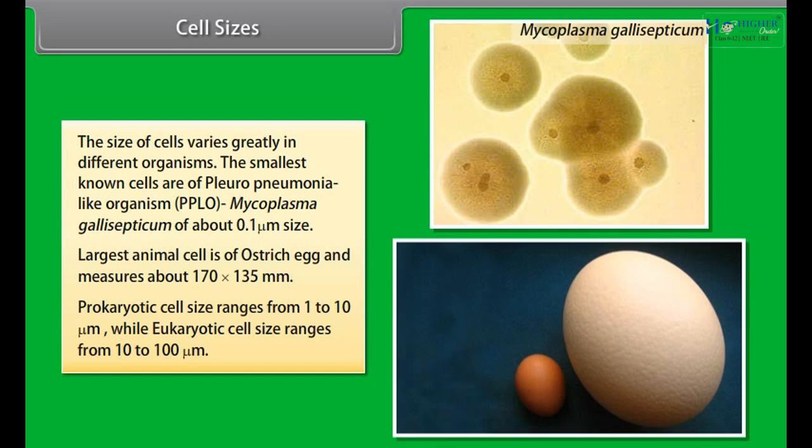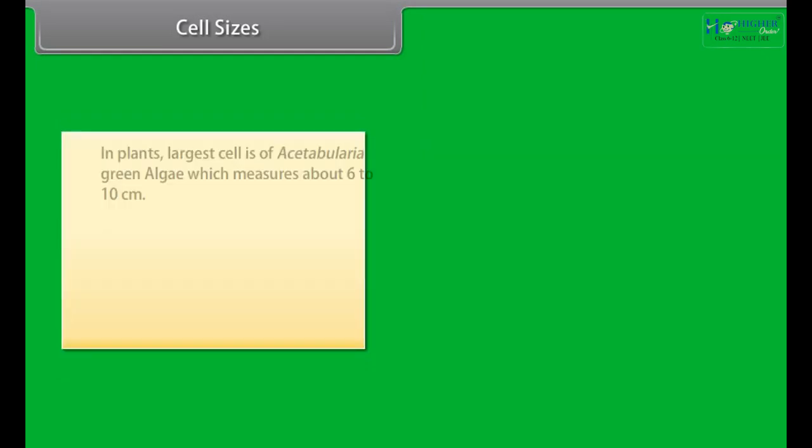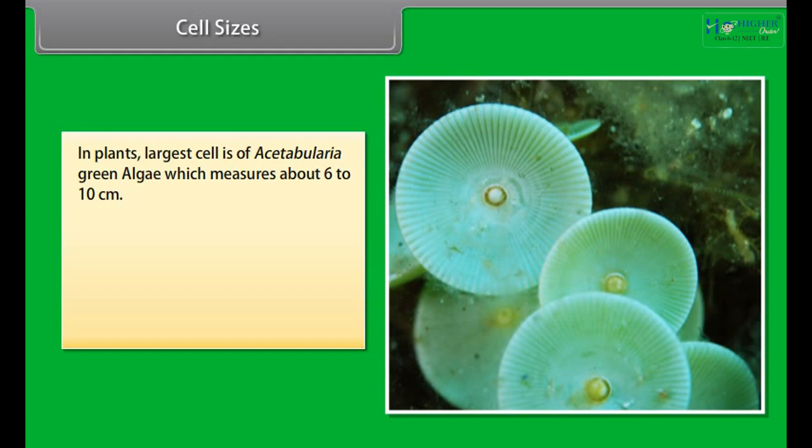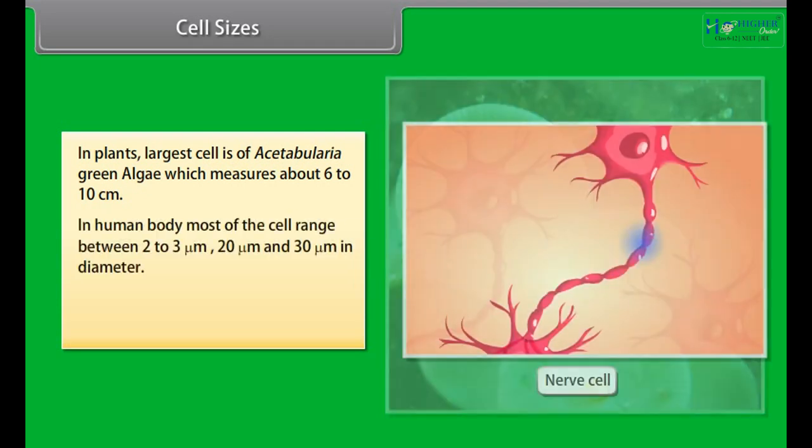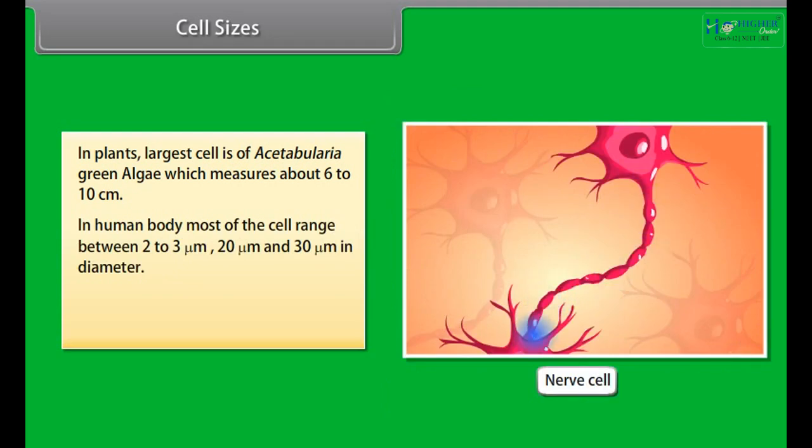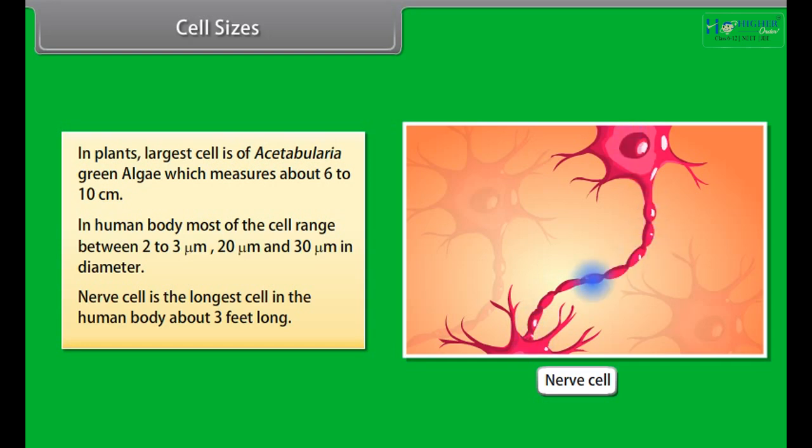Prokaryotic cell size ranges from 1 to 10 micrometer, while eukaryotic cell size ranges from 10 to 100 micrometer. In plants, largest cell is of Acetabularia, green algae, which measures about 6 to 10 centimeter. In human body, most of the cells range between 20 micrometer and 30 micrometer in diameter. Nerve cells are the longest cells in human body, about 3 feet long.